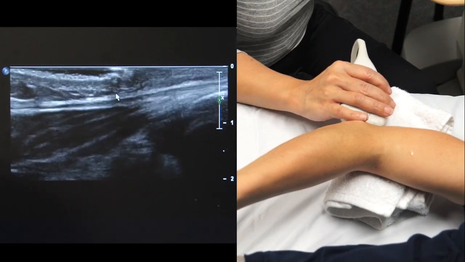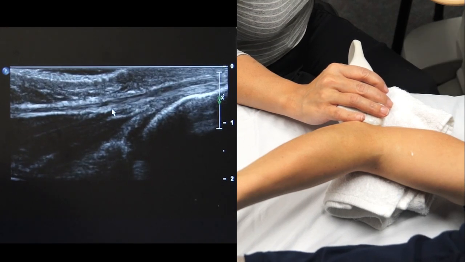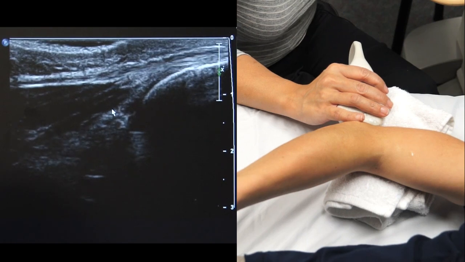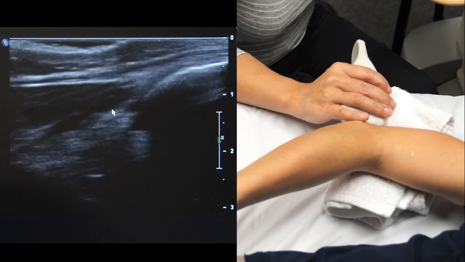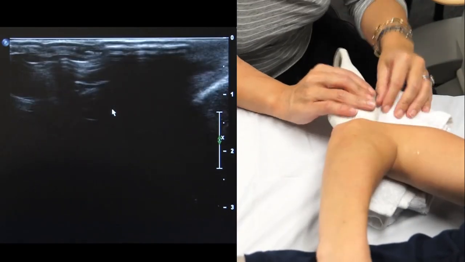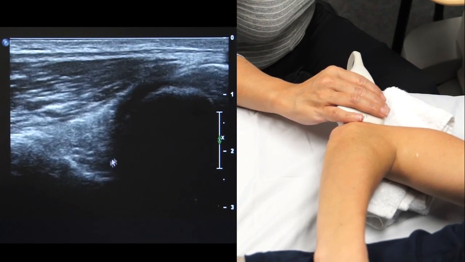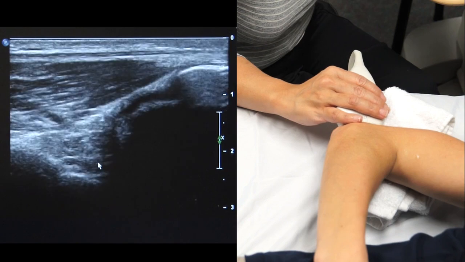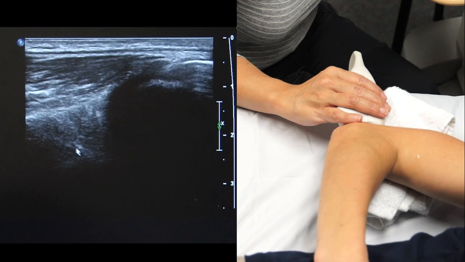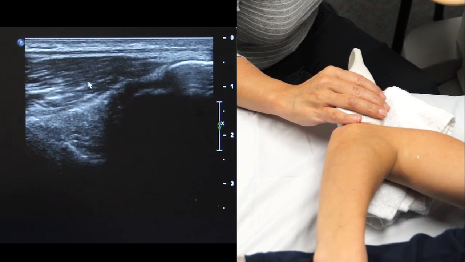Now we can look at the posterior recess for joint effusions, and since this is a deeper structure, we're going to adjust the depth, and we want to focus on this deeper structure. Okay, move your arm back. Okay, so here we are looking at the posterior fat pad, and this is what is displaced when there is a joint effusion. So if we were looking for effusion, we would see fluid and we would see the fat pad displaced outwardly.